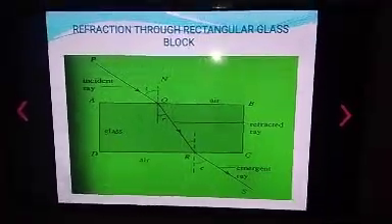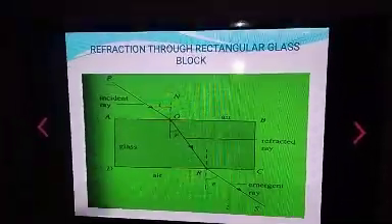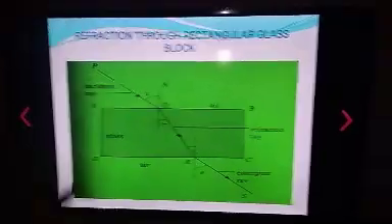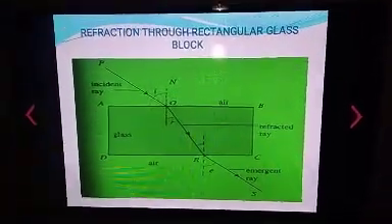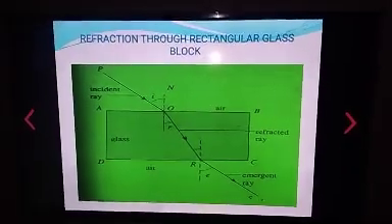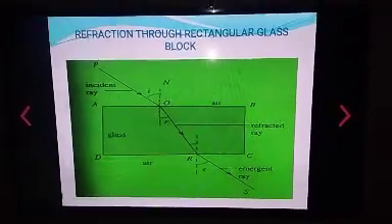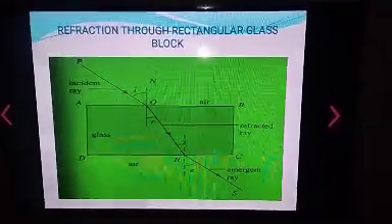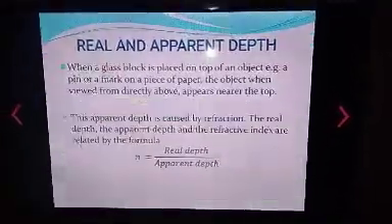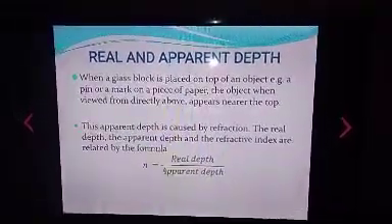Now, if you consider what we are having as an air to glass medium, here we can also apply Snell's law by saying the sine of the angle in air over the sine of the refracted ray inside the glass. The same equation applies. Now we want to consider real and apparent depth.